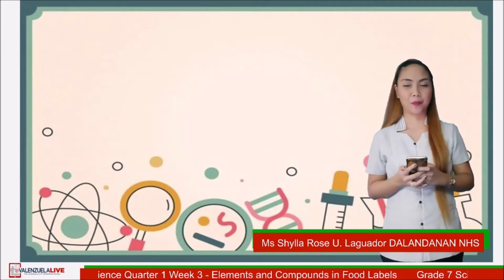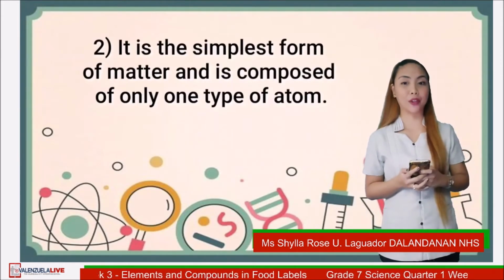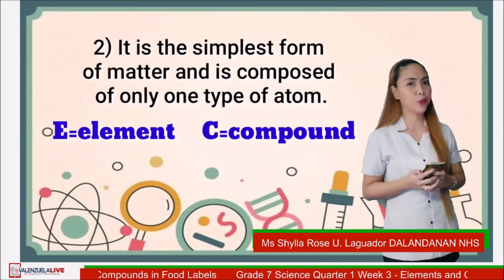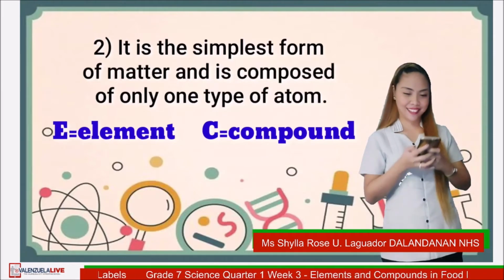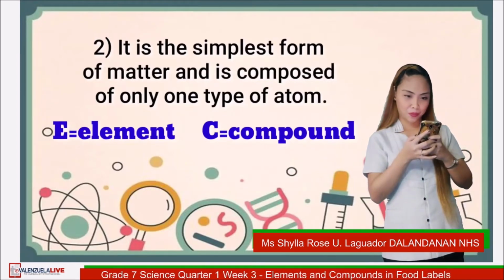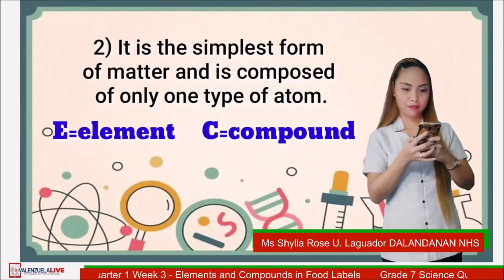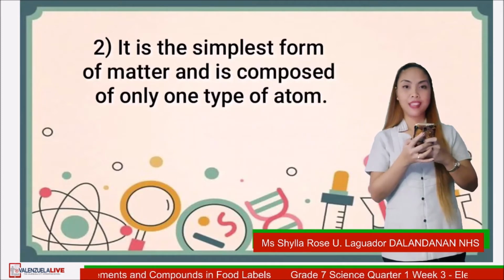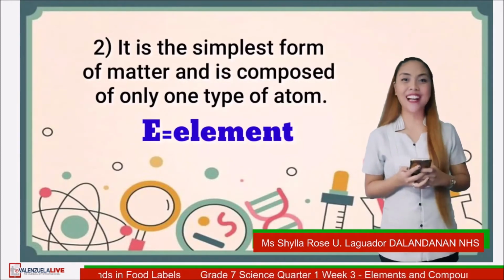Let's proceed. Number 2. It is the simplest form of matter and is comprised of only one type of atom. So, is it an E or a C? Nice one, grade 7. The correct answer is letter E for element.